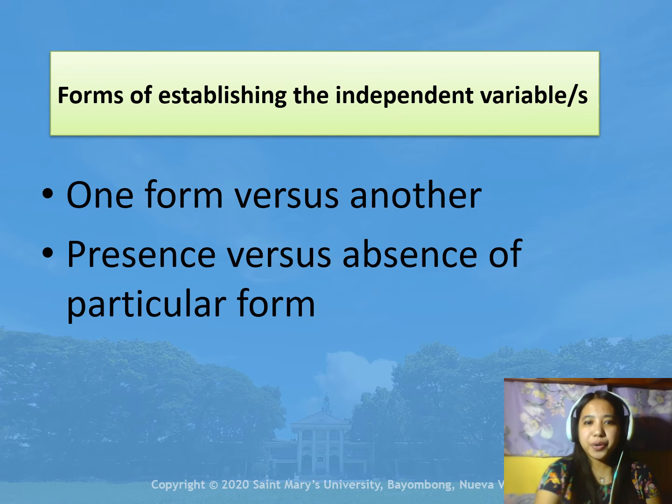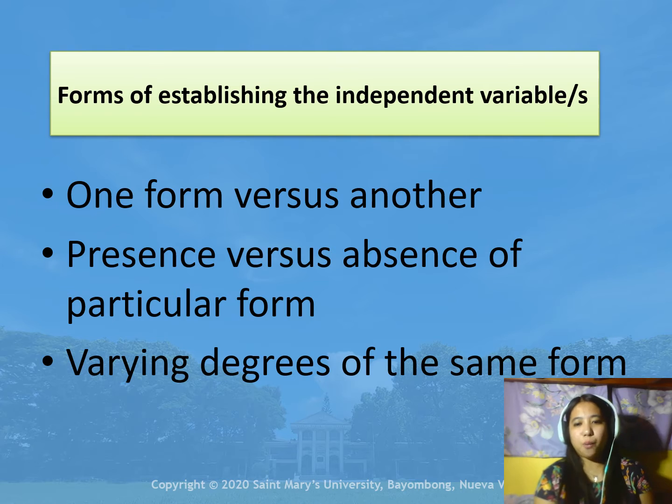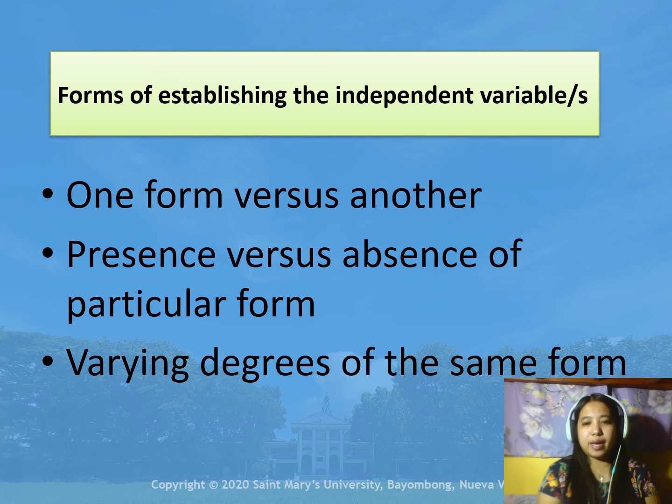And then the third one is varying degrees of the same form, which means that, for example, the effect of the different degrees of enthusiasm on the attitudes towards mathematics. So you will just vary the degree. Or it can also be the use of materials, like in the first week, you will just use trivia. For example, the intervention is making use of trivia, one trivia in a week, and then another group will be two or more trivia in a week.